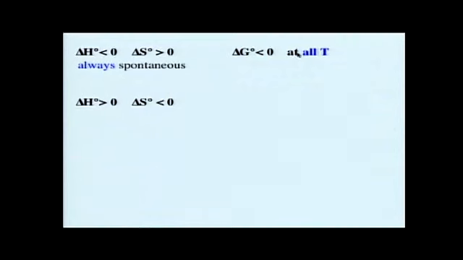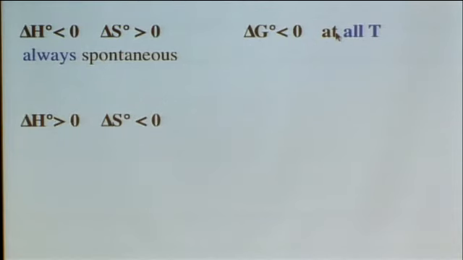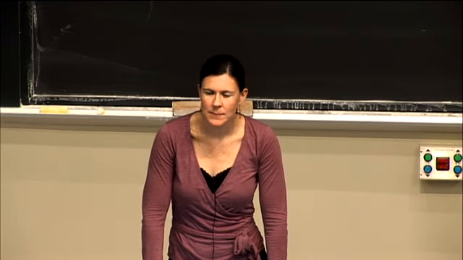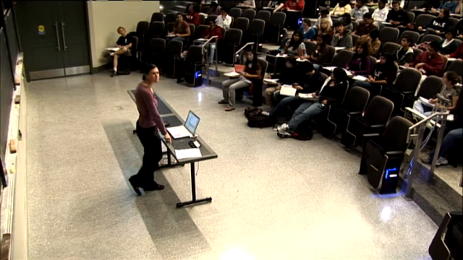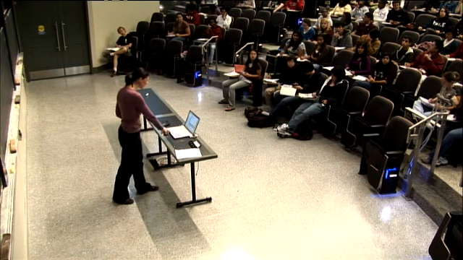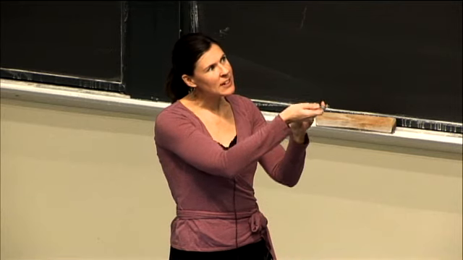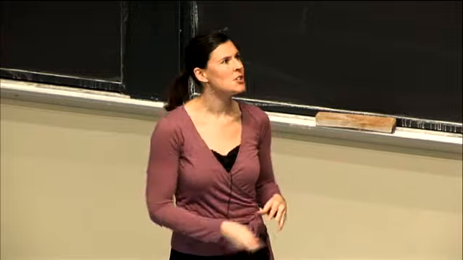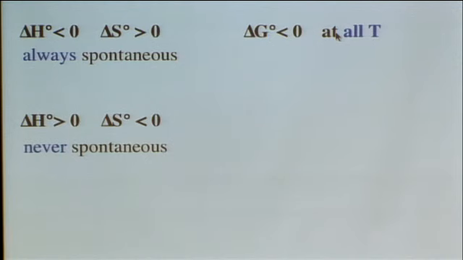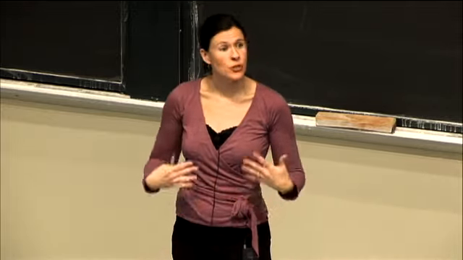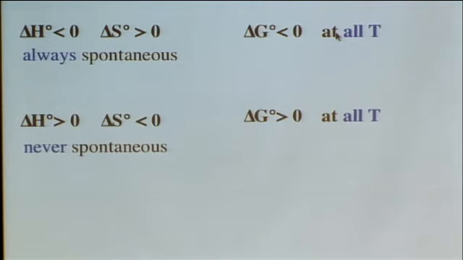All right, so let's look at the reverse case here where delta H is now greater than 0 and delta S is less than 0. Is this always, never, or sometimes spontaneous? So this is going to be never spontaneous in this case. So for the same reason, because delta H is greater than 0, that contributes to a positive delta G, and delta S being negative also contributes to a positive delta G. So we'll say again that delta G is greater than 0 at all temperatures.